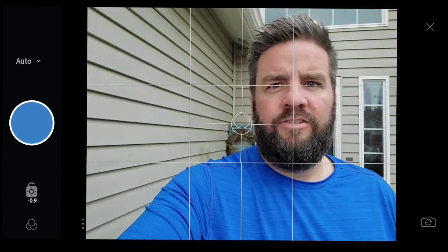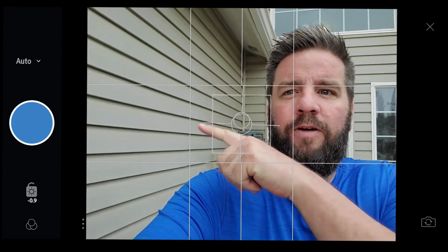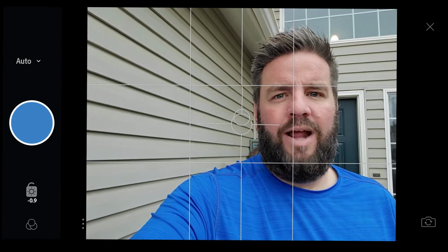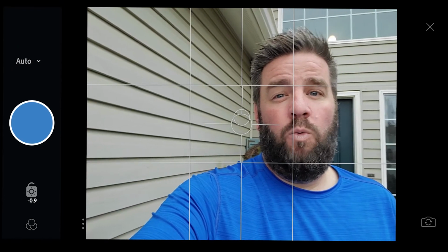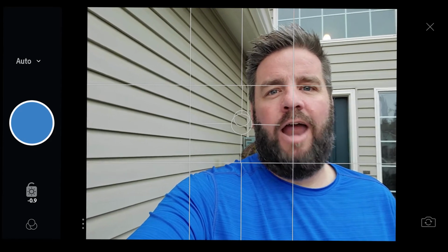Cool thing about leading lines is that you can find them almost anywhere. In fact, I'm using them right now. Do you see this over here? See these lines on the side of my house? I'm using those lines to point directly at me, and that's working really, really well. So first thing you need to know about leading lines is that leading lines are everywhere if you just look for them.